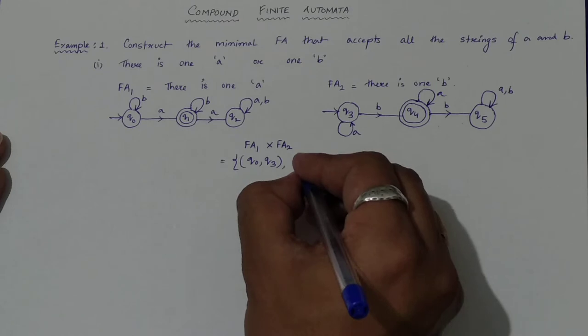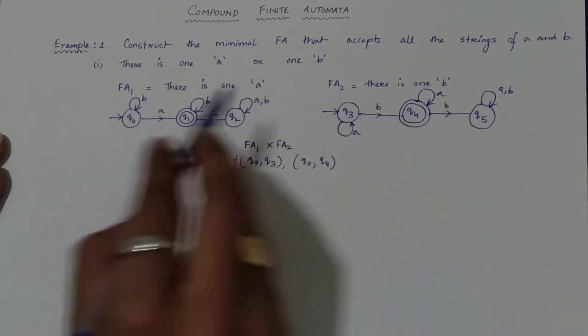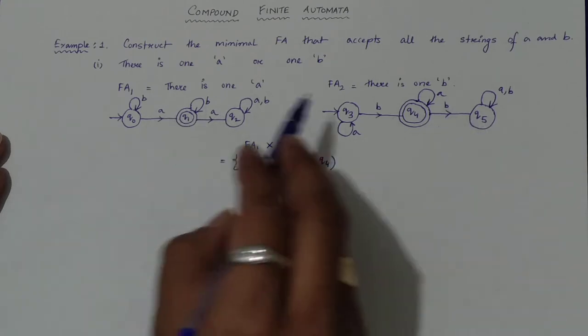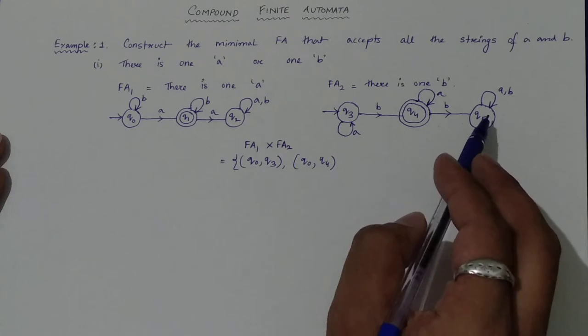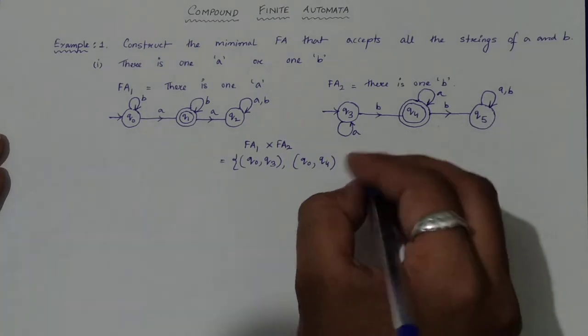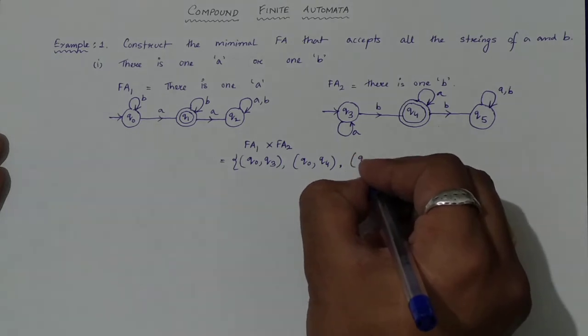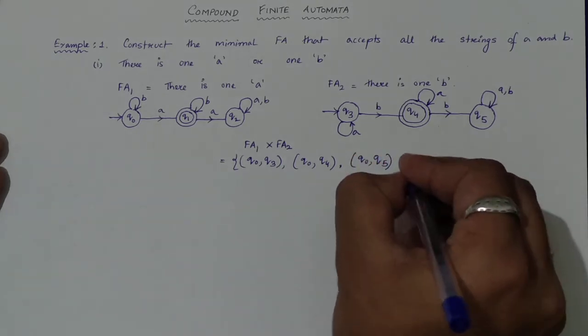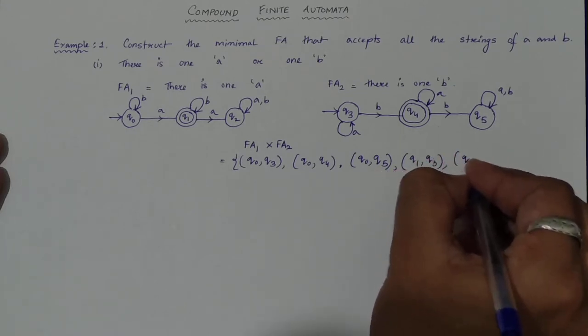Correct? Then Q0, Q4. How am I finding them? Q0, Q3, Q0, Q4, Q0, Q5. Then Q1, Q3, Q1, Q4, Q1, Q5, Q2, Q3, Q2, Q4, Q2, Q5. Correct? The same way I have to write down over here as well, because it will help me out. Okay? Then Q0, Q5. Then Q1, Q3. Q1, Q4.